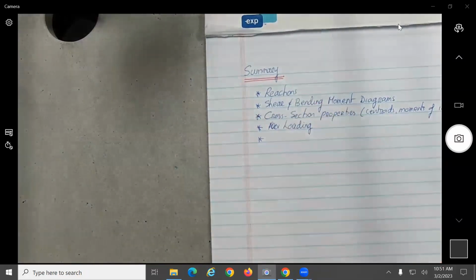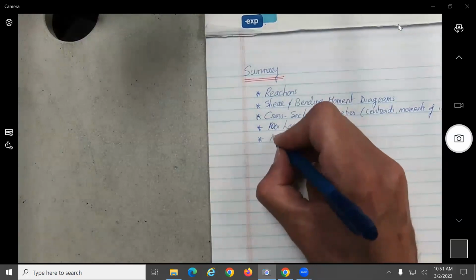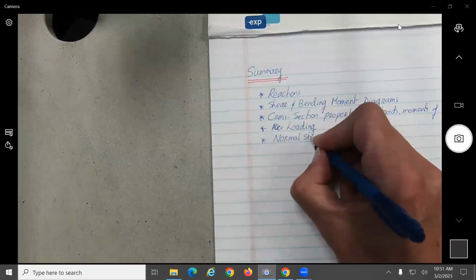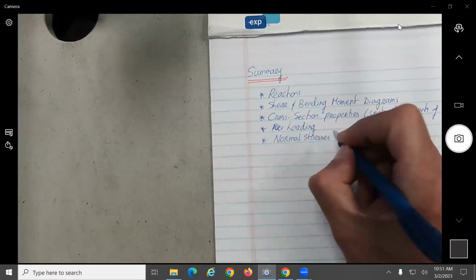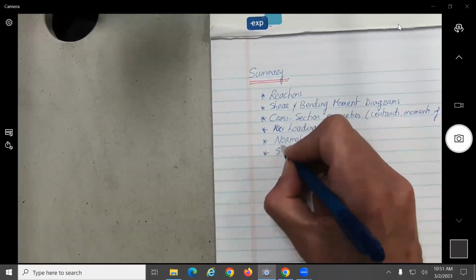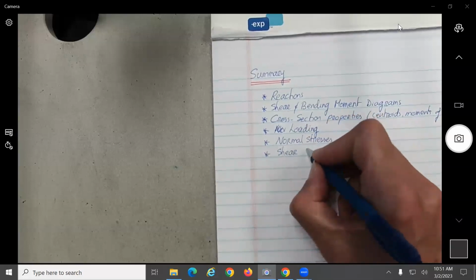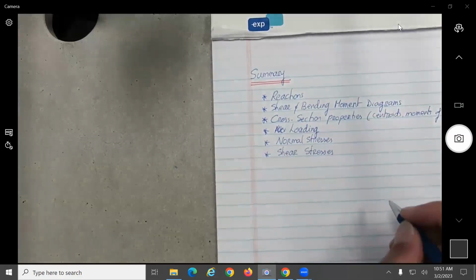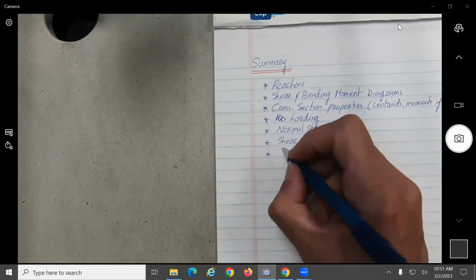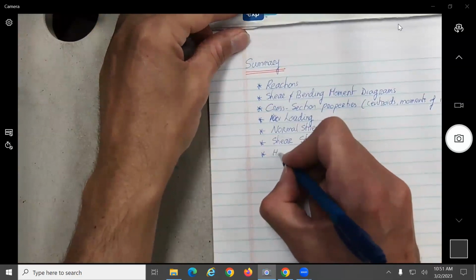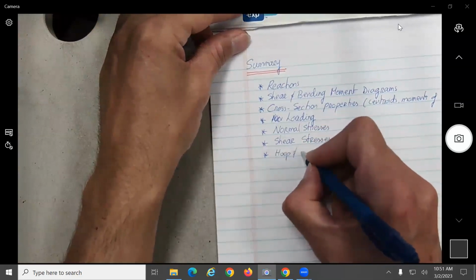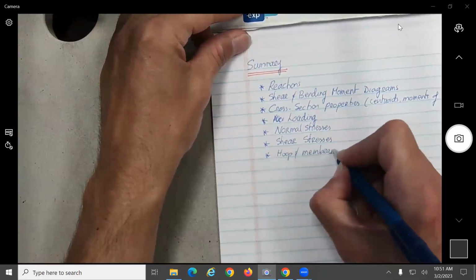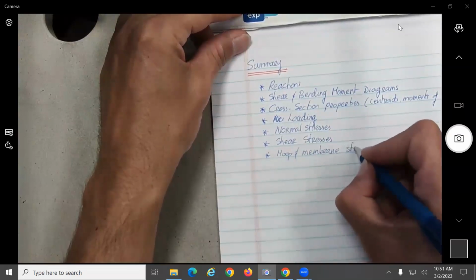Now that you have the loading in your local section, what can you find? You can calculate the normal stresses. You can calculate the shear stresses. Okay, after today, you should know how to calculate the hoop and membrane stresses.